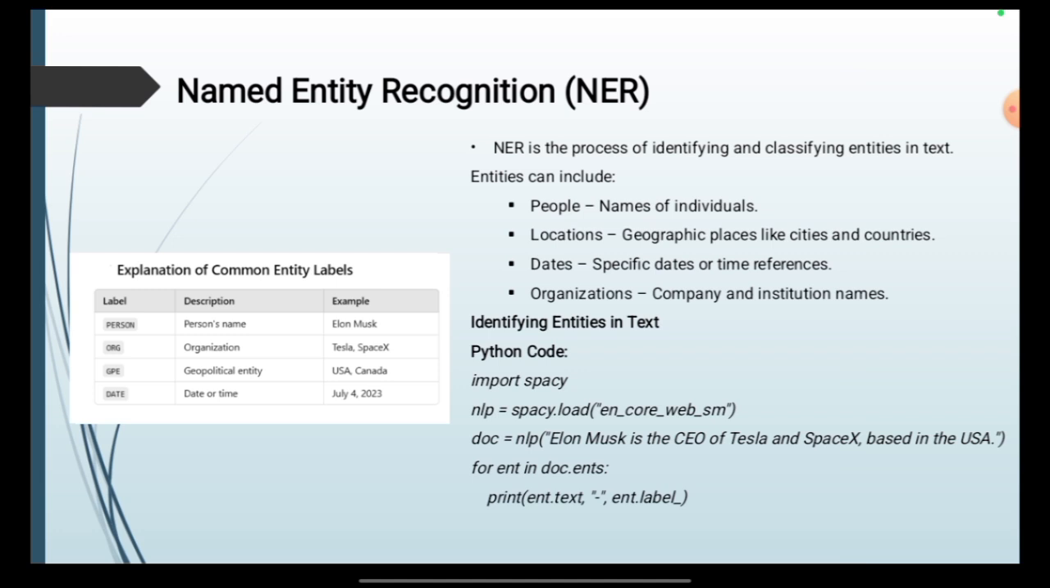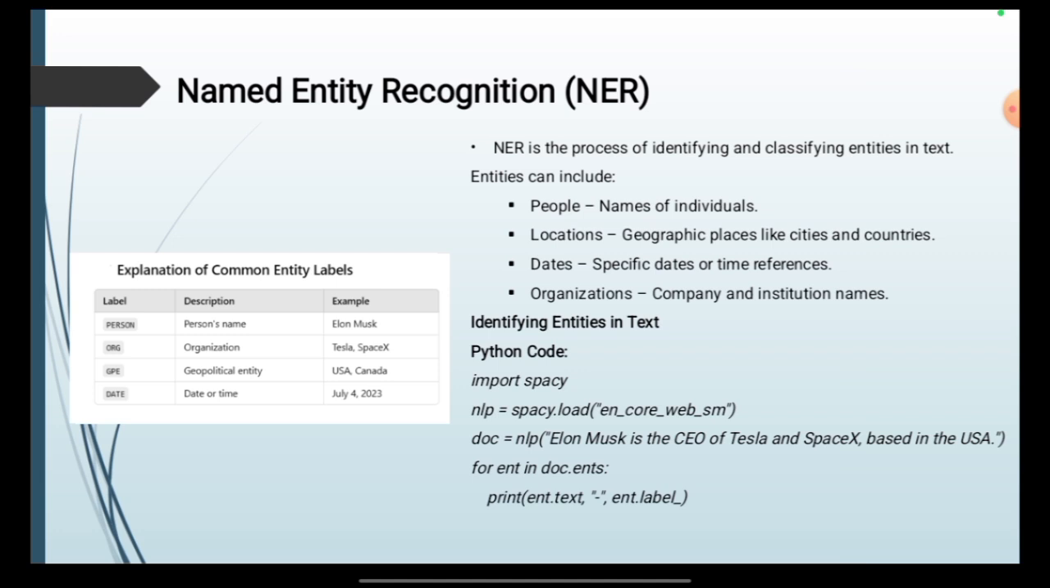And the loop for ent in doc.ents extracts entities from the text. The ent.text provides the entity's text while ent.label_ classifies the type of entity. Example, person, organization or group. The output will identify entities like Elon Musk as person, Tesla as organization and USA as group.